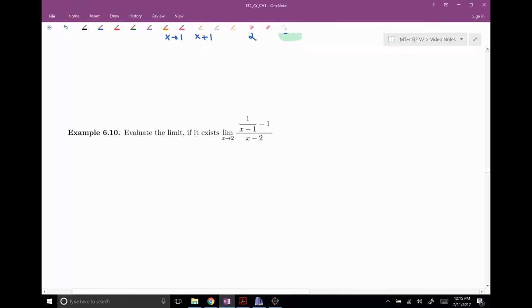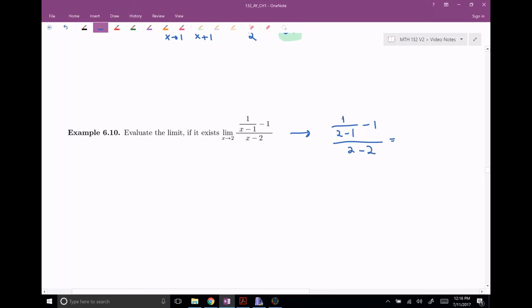Evaluate the limit if it exists. The limit as x approaches 2. Oof, it's a fairly complicated one. Let's see what's going on here. So again, I'm going to use the direct substitution property, see what happens. So if I was to plug in a 2 everywhere I see an x, I would have 1 divided by 2 minus 1, subtract away 1, all divided by 2 minus 2.